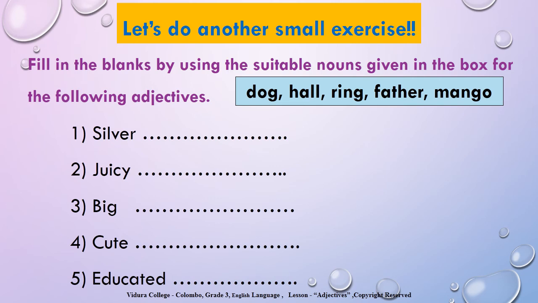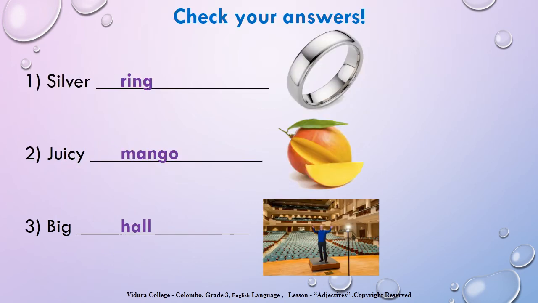You should fill in the blanks using the suitable nouns given in the box for the following adjectives. The nouns given are dog, hall, ring, father and mango. Number 1. Silver blank. Number 2. Juicy blank. Number 3. Big blank. Number 4. Cute blank. Number 5. Educated blank. Now let's check our answers, children.